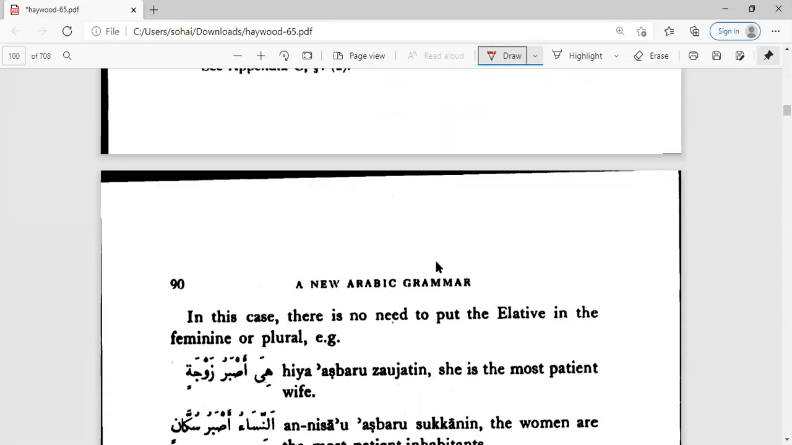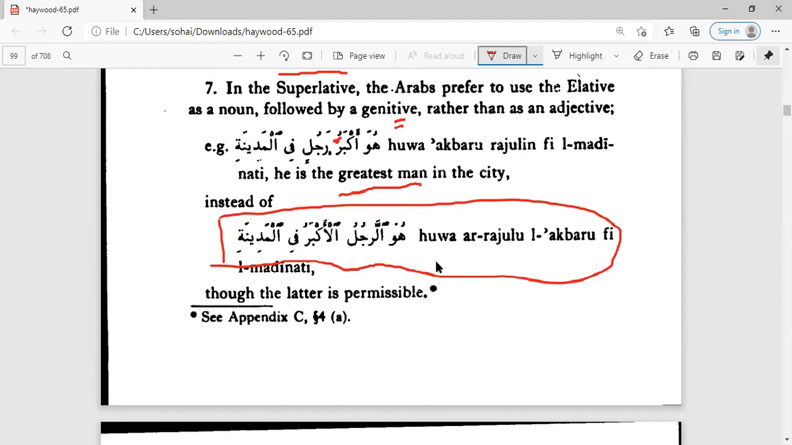Instead of ar-rajulu al-akbaru, which means he, huwa ar-rajulu akbaru, meaning he is the great man. But if we have huwa akbaru ar-rajulin, then if there is a genitive, it becomes a superlative. So that's how we have to understand it.